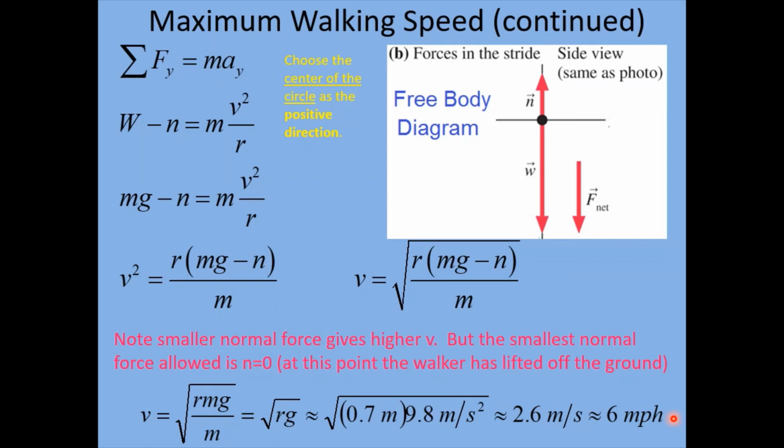The other interesting thing here is that the longer your leg is, the faster in theory you'll be able to walk before you start to run, because that will make the number inside the square root larger.